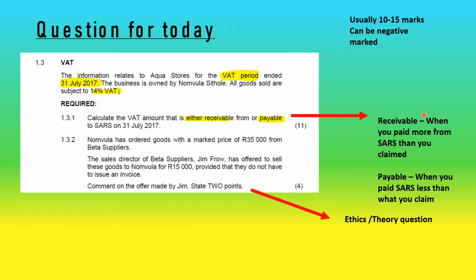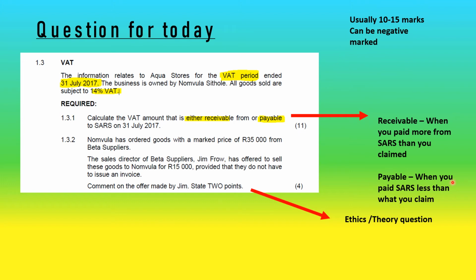Okay, so I just wanted to say quickly, when you have a receivable, how does a receivable come about from SARS? That means you actually paid more money to SARS than you claimed. So that means you purchased so much inventory that you may have had to pay all this money to SARS, but you didn't sell as much, therefore you couldn't claim a lot from SARS, and because you paid way more than you sold, SARS will pay you back.